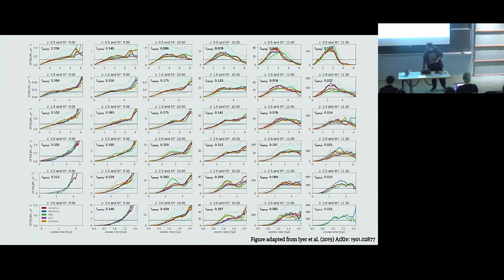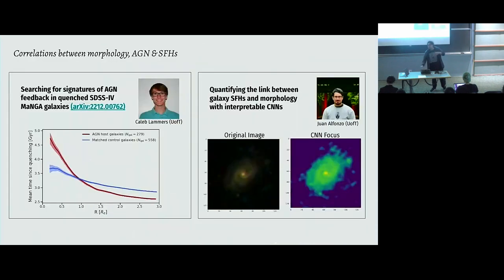And because it does that, you can now do a whole bunch of science. I just want to advertise stuff that some students have been doing. So Caleb Lammers has been looking at the effects of AGN feedback in MaNGA galaxies and finding that the star formation histories tell you that it's not that the quenching time scale is different, but the time since quenching is what's different between the AGN and the control. Juan Alfonso has been looking at the SFH morphology connection and trying to use CNNs the way John does to see if there are parts of the morphology that tell you something about the star formation history.